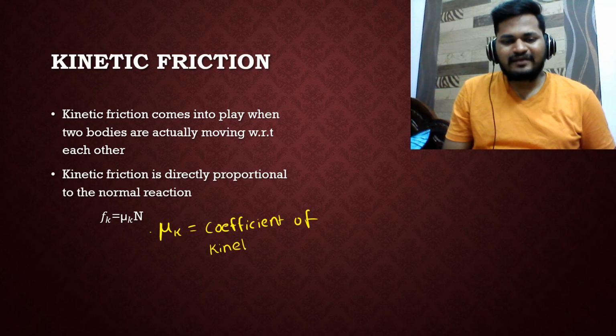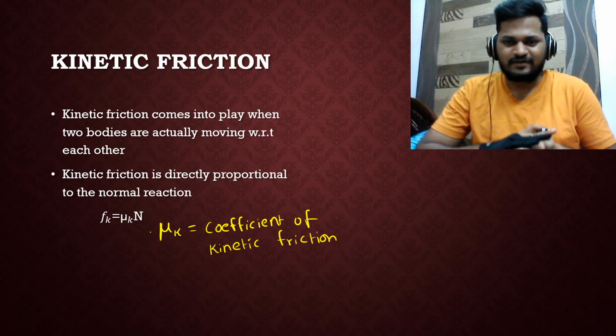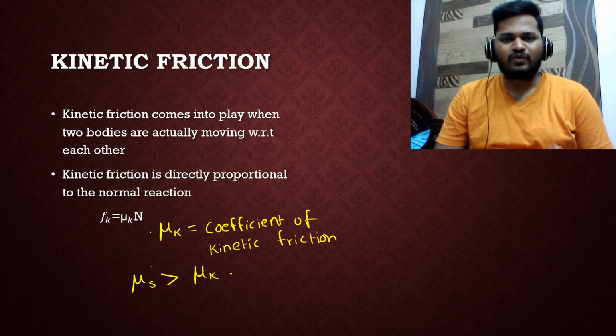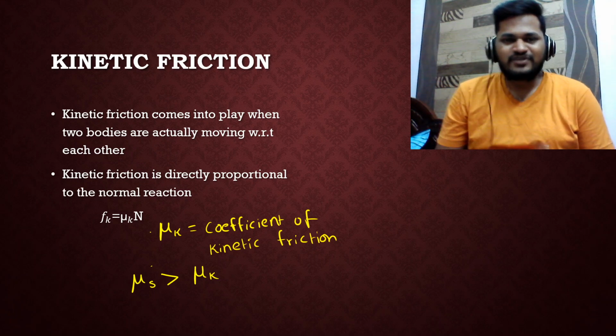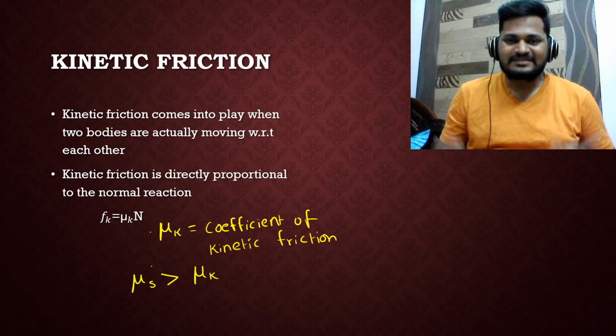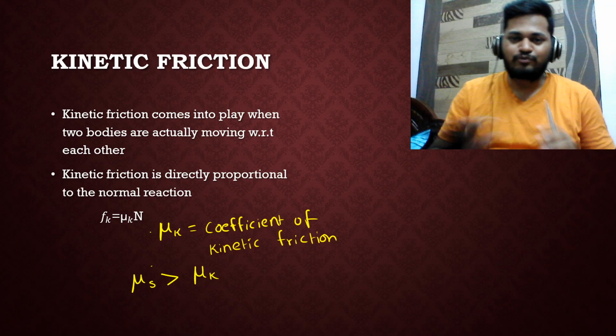So you may be thinking, what's the difference between limiting friction and kinetic friction in the formulae? The difference is mu s and mu k, they are different for two surfaces. Usually mu suffix s will be greater than mu suffix k. You would have observed this when you are trying to push a body and it is at rest, you have to exert greater force, but once it starts moving, you don't need to exert that much force as you are trying to push it.